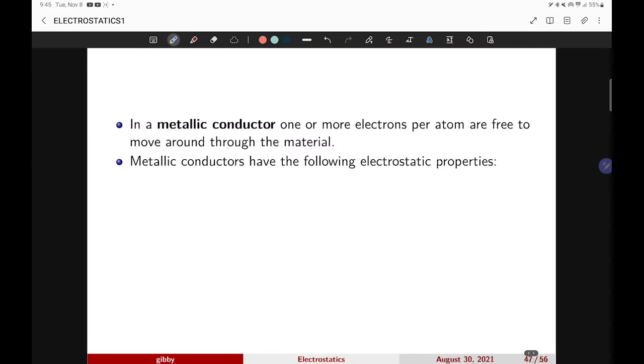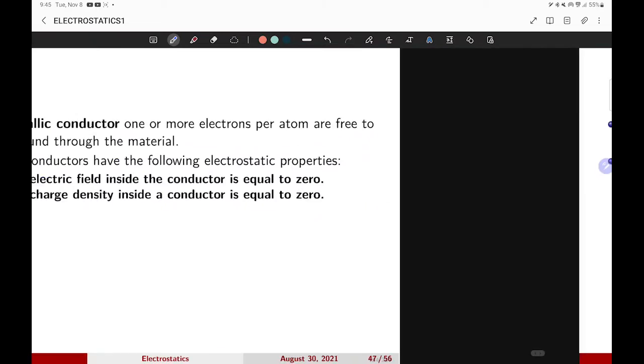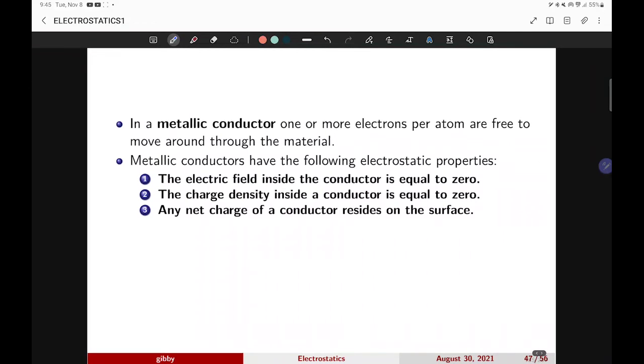Metallic conductors also have the following properties. The electric field inside the conductor is equal to 0 because there is no charge inside, since all the excess charges are located on the surface. If the net charge inside is 0, then you have no electric field. So all the excess charges lie on the surface, and you only have an electric field outside your metallic conductor. Okay, so for example, draw a metallic conductor.